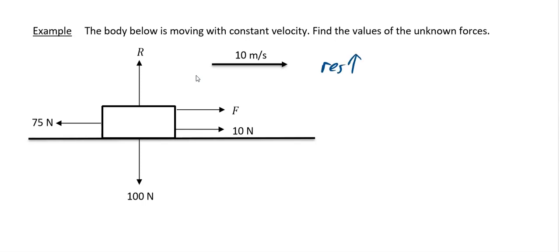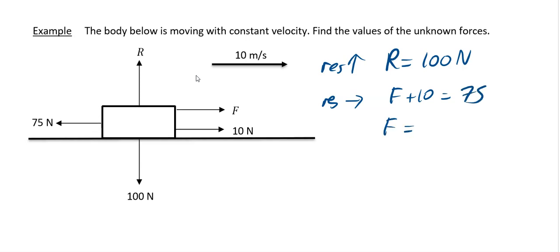So if we resolve vertically, your force up is equal to your force down. So R is equal to 100 newtons. If you resolve horizontally, your force right, which is F plus 10 in this case, because you've got the F and the 10 going to the right, is going to be equal to your force left, which in this case is just 75. So a tiny wee bit of mathematics to do here. F is equal to 75 minus 10. F is equal to 65 newtons.